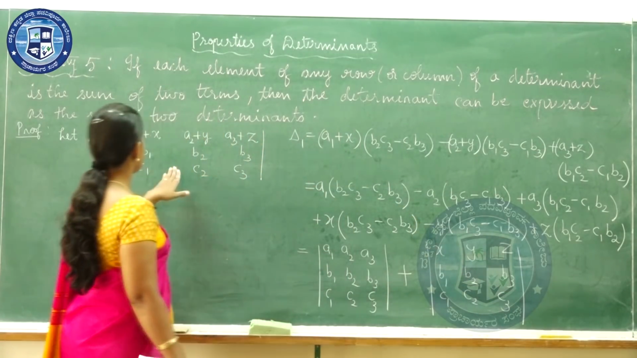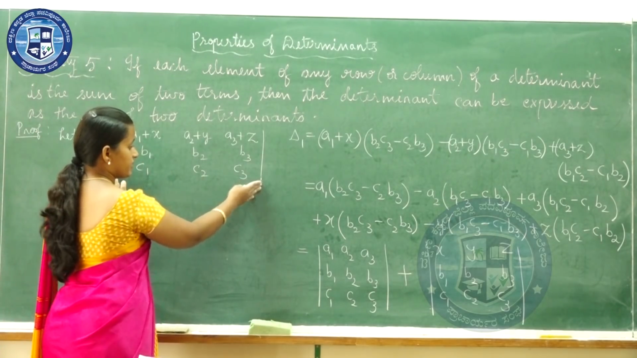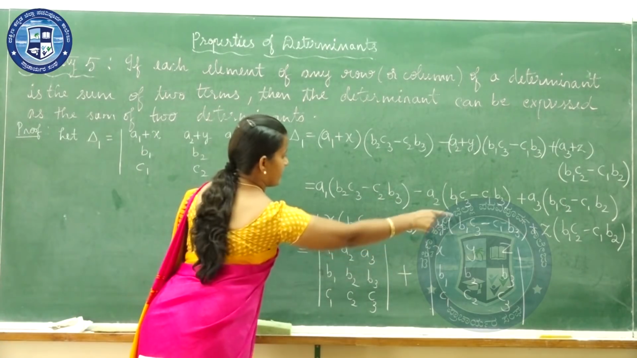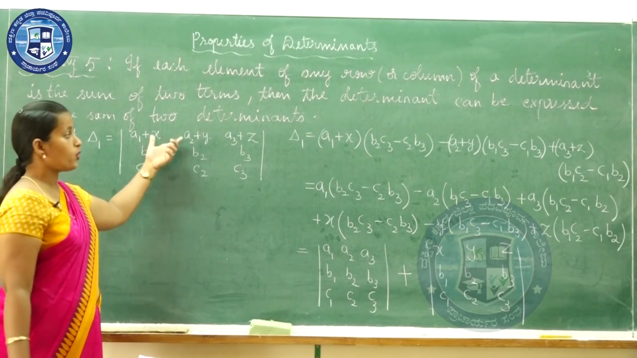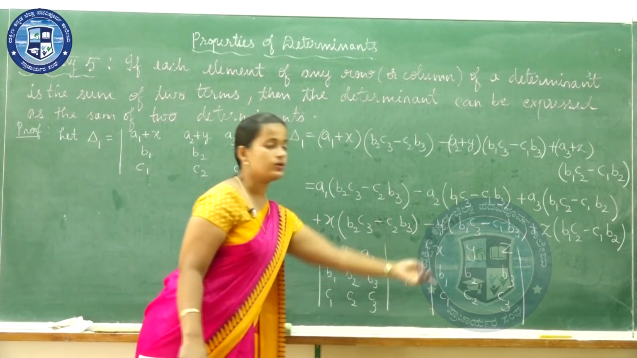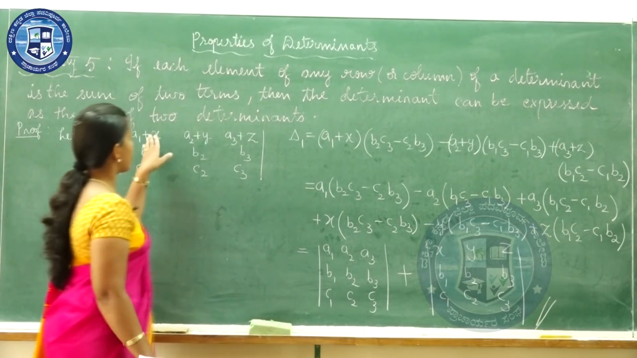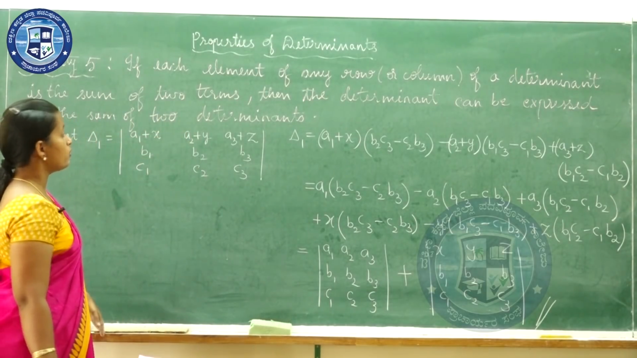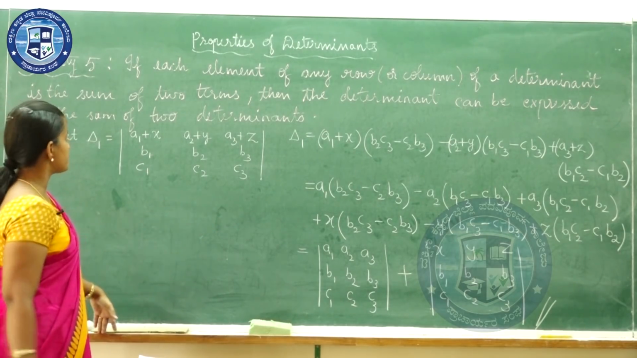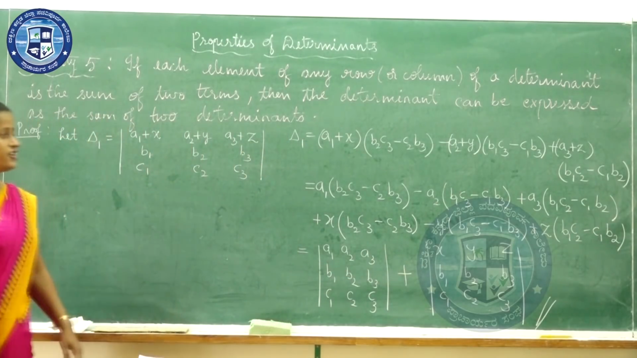So we have written delta 1. Delta 1 was nothing but this determinant. So this determinant can be written as the first term here plus the second term. So if at all any row is a sum of two terms, we can express it as sum of two determinants. This is what the property is saying. So if each element of any row of a determinant is the sum of two terms, then the determinant itself can be expressed as sum of two determinants. Okay. So, this is property 5.